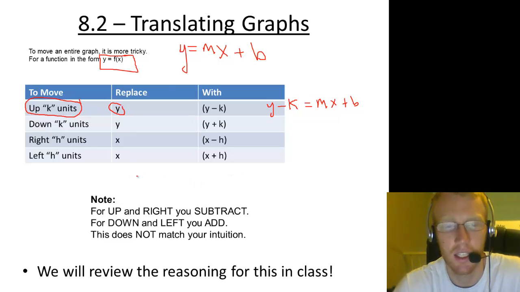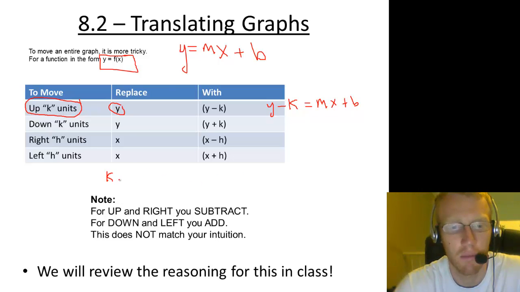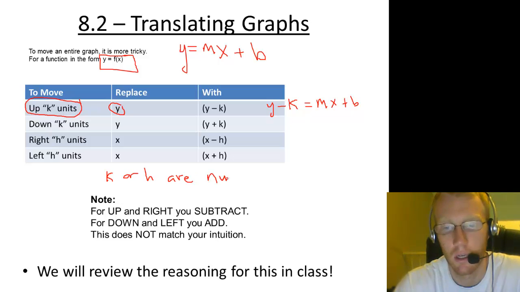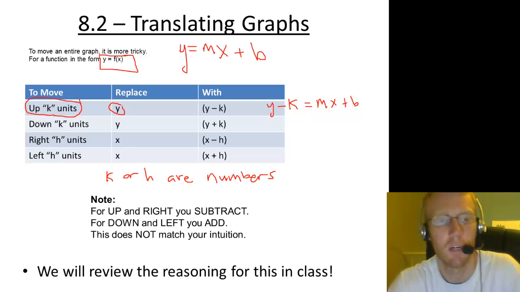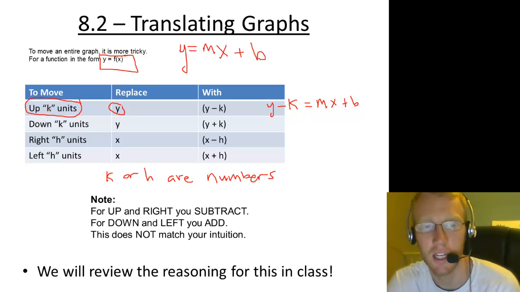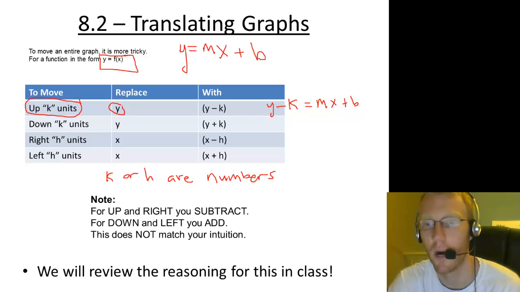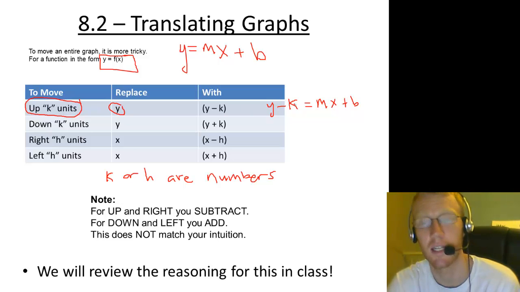I didn't say it on the slide, but let me write here: k or h are numbers. So k is the amount of distance that you want to move it up. Maybe you want to go up 3 units, then k is going to be 3. You'll put in y minus 3, or something like that.